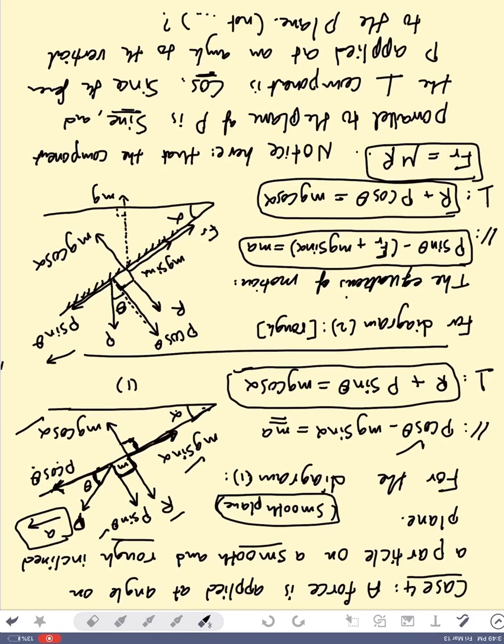Because some students depend on memorizing that R is always equal to mg cosine alpha. It's wrong, it's not. In this case, we have two forces now in the same direction: R, and the new component of the force P. So R plus P sine theta is equal to mg cosine alpha. According to the diagram, we write the equations of motion.